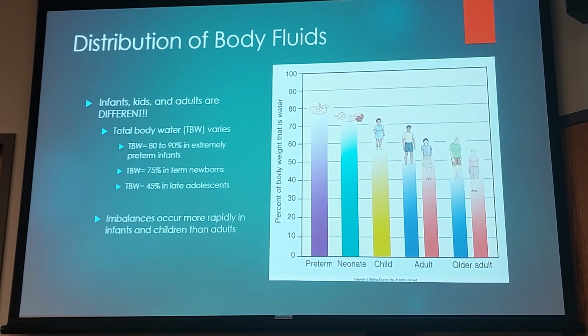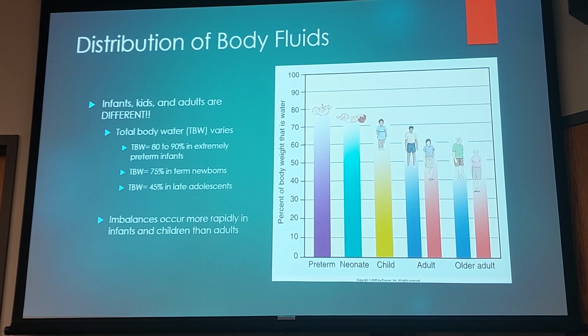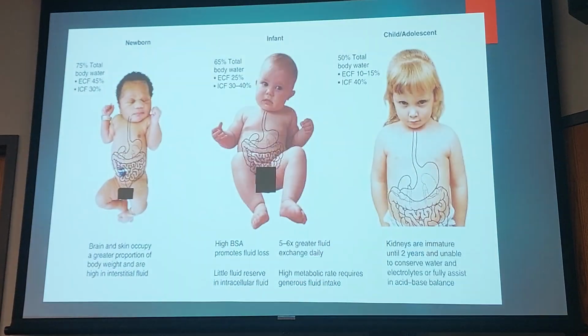Total body water varies. So this little graph shows you about 80 to 90% total body water in extremely preterm infants. 75% in newborns. So yes, little Walker Woodard has about 75% total body water. 45% in late adolescence. All right, so you make more stuff and have less water. Imbalances occur more rapidly in infants. So when they have a loss, they go downhill quick, right? This is why some people don't like pediatrics. They get sick quick.